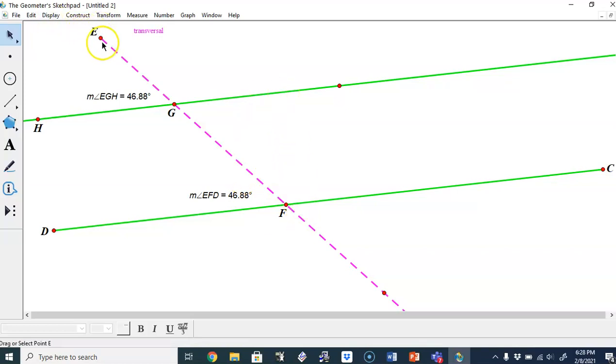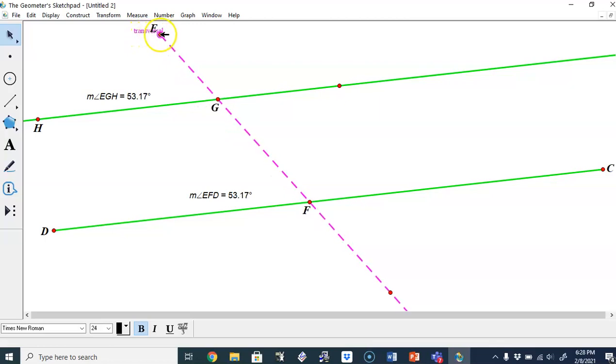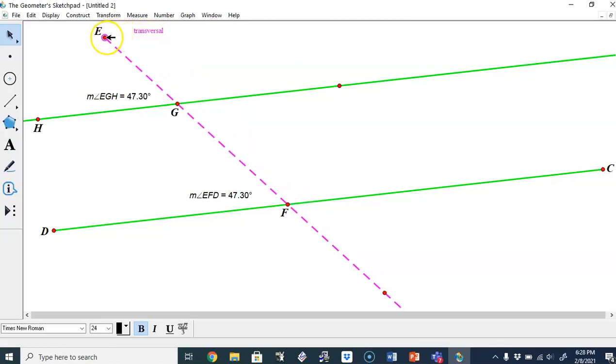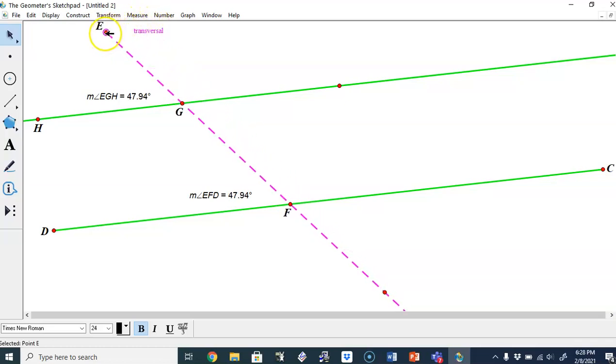So if the transversal cuts through this one at a 46-degree angle, when it gets down here, it's going to be a 46-degree angle. And I want you to notice that when I move my transversal, they move together. They get bigger and smaller together. Exactly. Okay, let's see if it works with the other ones.